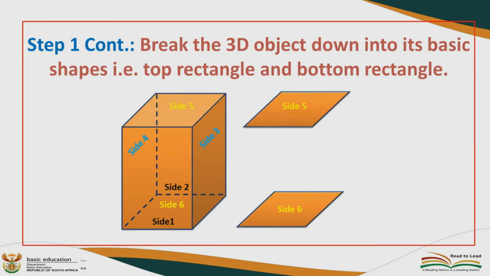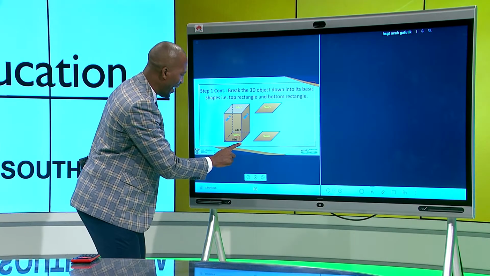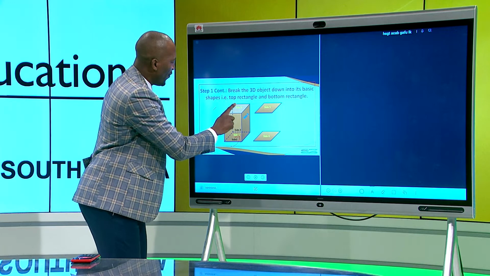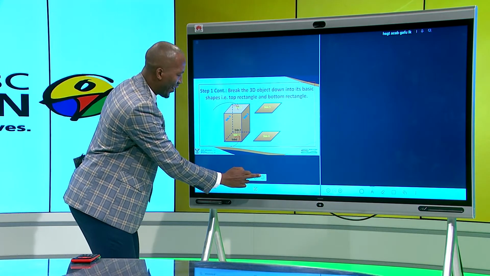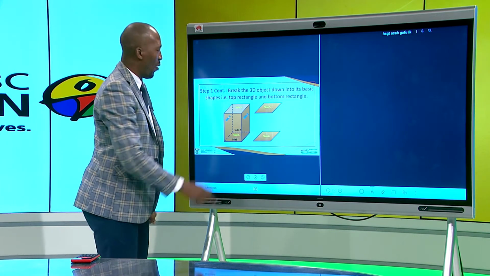Then we have again two sides, which are the bottom side and the top side. This bottom side here is side number 6, and this top side here is side number 5. So we have our rectangular prism operationally.